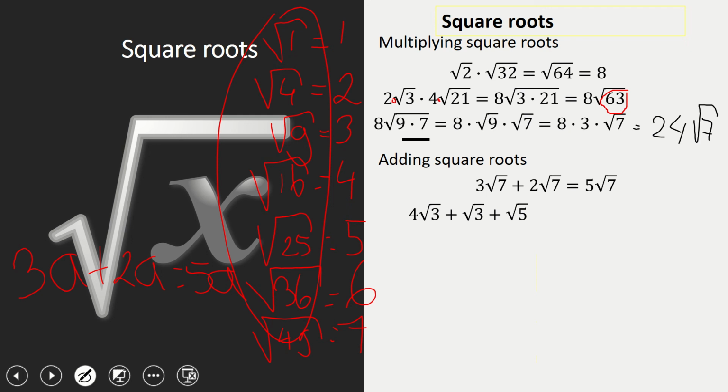How about 4 times the square root of 3 plus the square root of 3 plus the square root of 5? Please first highlight the like terms, so which square roots are the same. And then we know the answer must be 5 square root of 3 plus the square root of 5.